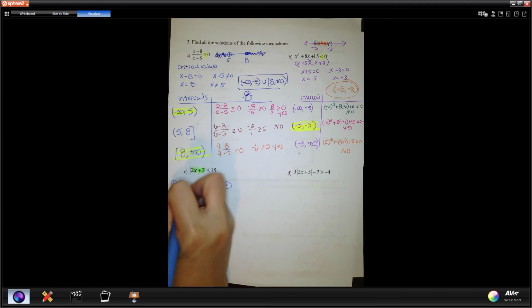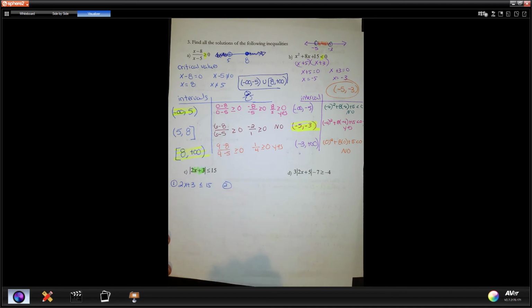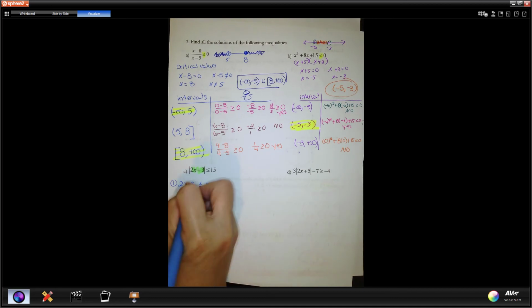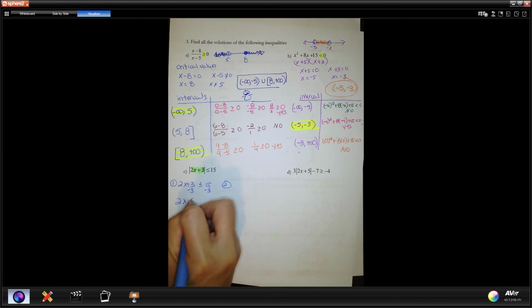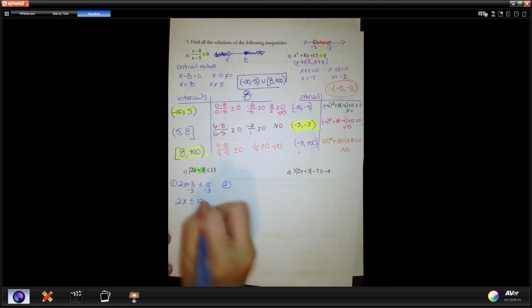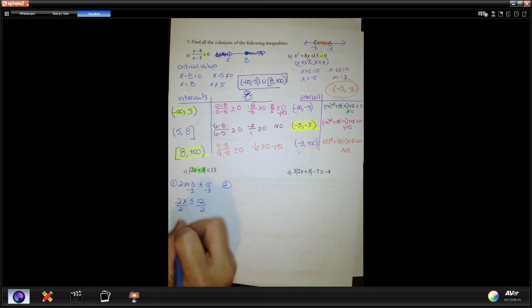So we have 2x plus 3 is less than or equal to 15. Subtract 3 from both sides. So 2x is less than or equal to 12. Divide by 2. So x is less than or equal to 6.